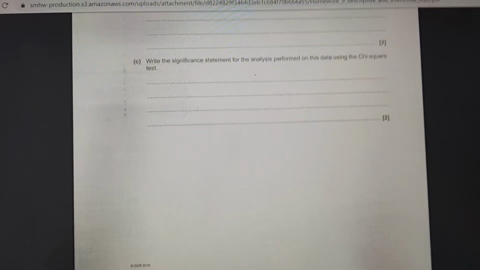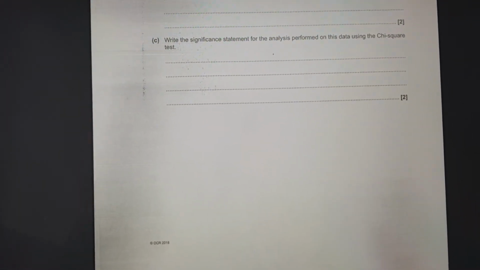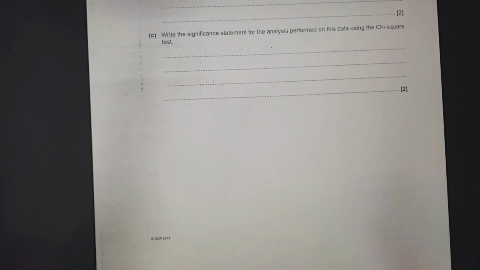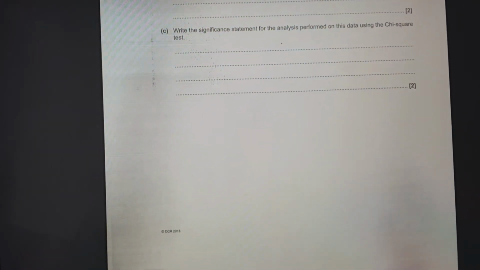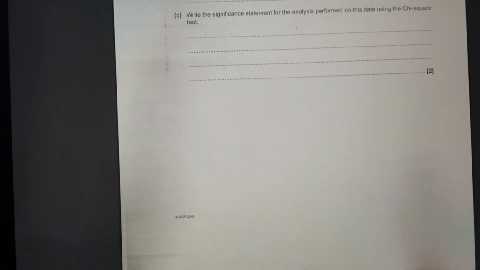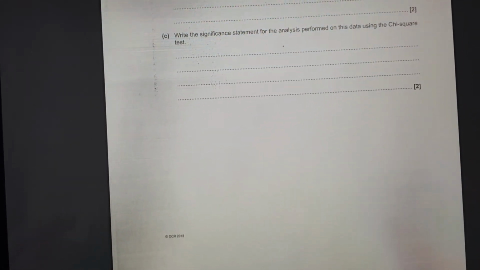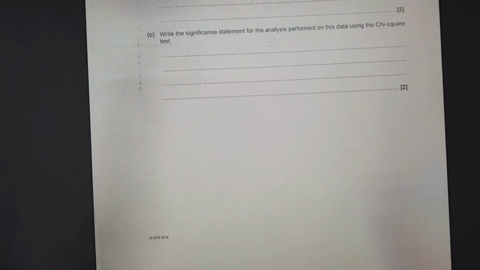C, we've done this many times before in class. You're writing a statement of significance or a conclusion. So you need to offer your rationale as to whether you've got a significant result or not. I suggest perhaps you go back to the examples that we did on chi-squared. You need to compare your observed to your critical. You need to say which probability level you're working at. You need to say what you're doing with your null hypothesis. And you need to then state in context what your conclusion is in relation to the data.